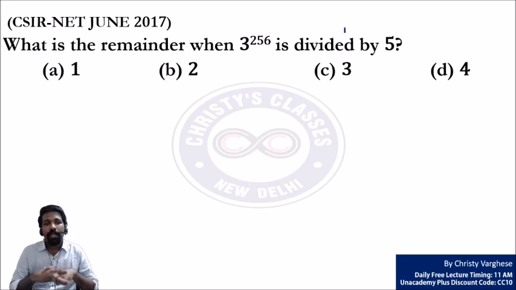It is not directly asking what is the last digit of the power, it is asking the remainder when this power is divided by 5. So you have to know some property: when you divide something by 5, what all can be the remainder. Okay, so I will start explaining.